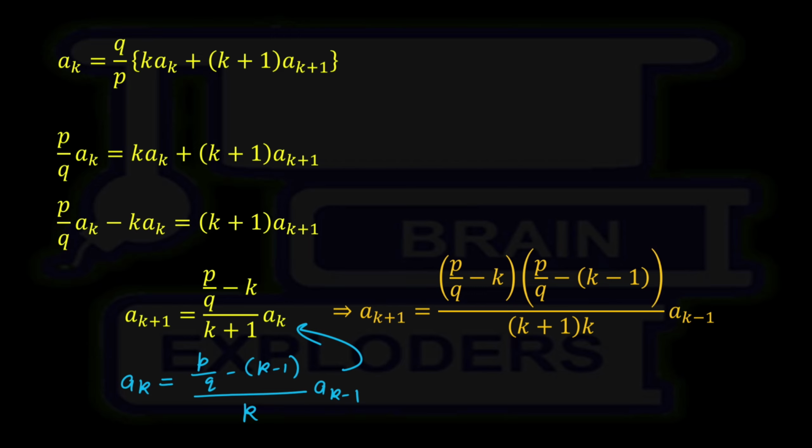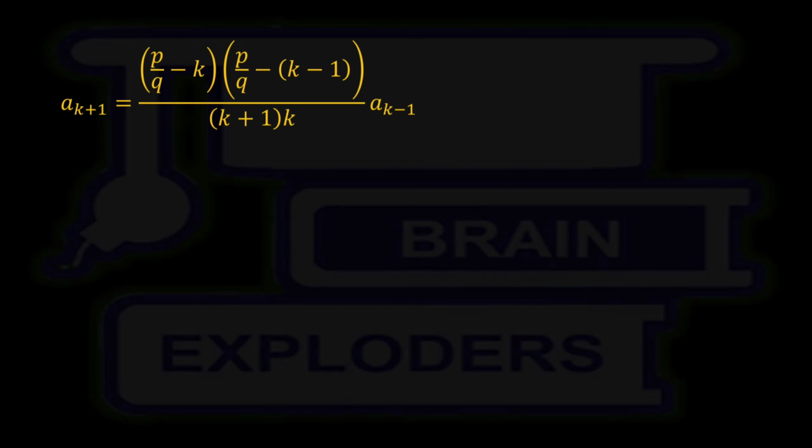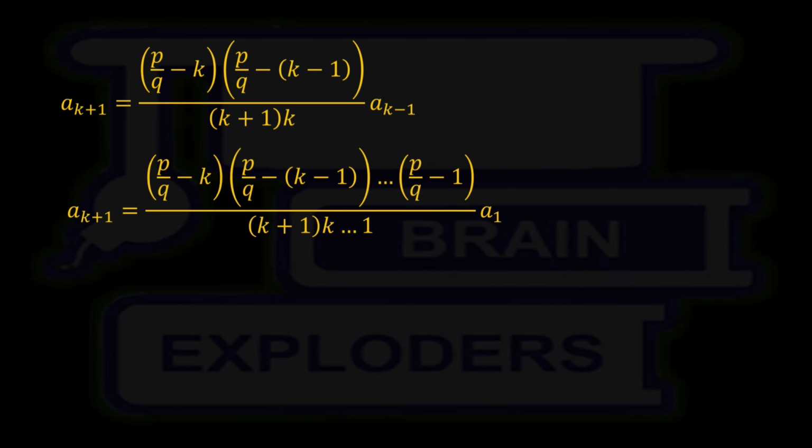Now we can write here ak, if we write k in place of k plus 1, then what we get is p by q minus, in place of k we will get k minus 1, in place of k plus 1 we get k, and like this. So we can put this value of ak in this ak again. So we get ak plus 1 equals to p minus k times p by q minus k minus 1 and so on, right? Times ak minus 1, and again we can put the value of ak minus 1, and in this way we can continue up to a1.